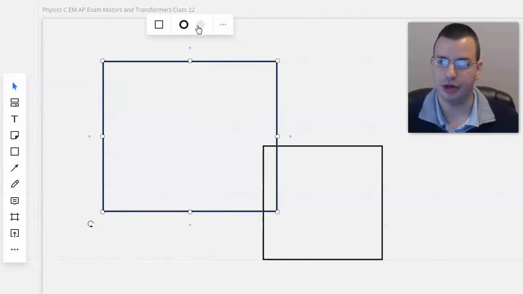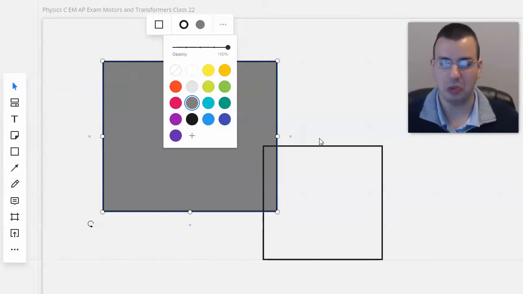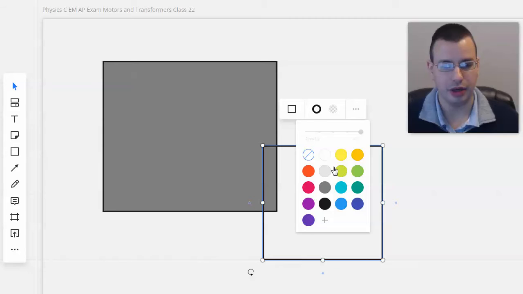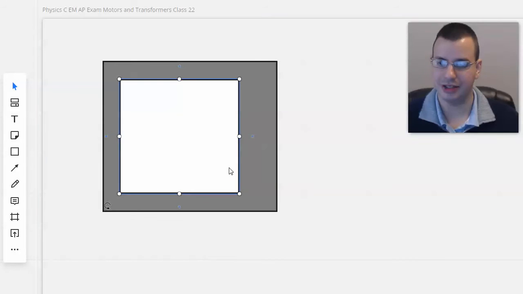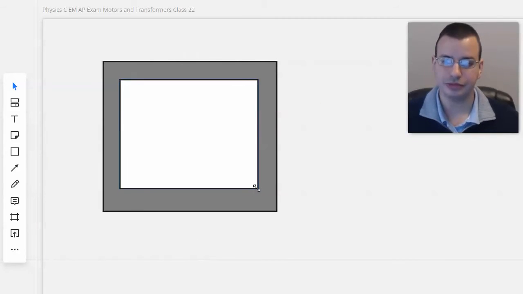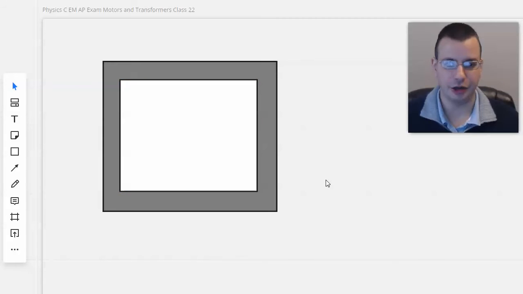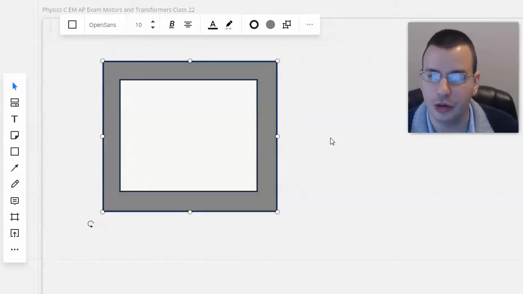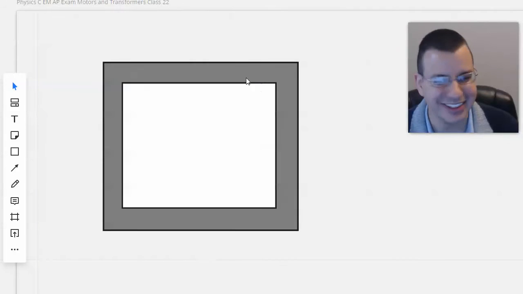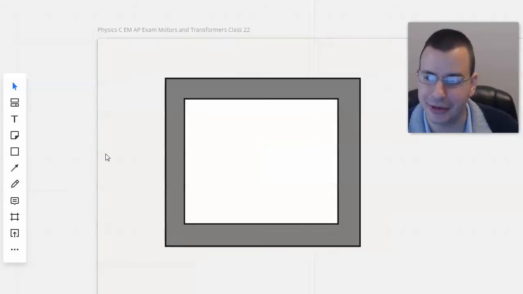But I'm trying to think of how I want to draw it. So maybe if I do gray, and then I make this one white, and I do one of these. Haha! So this is kind of like an iron core. And I'll group it together. Click, click, group. Nice. Excellent. You guys don't appreciate that as much as I do.